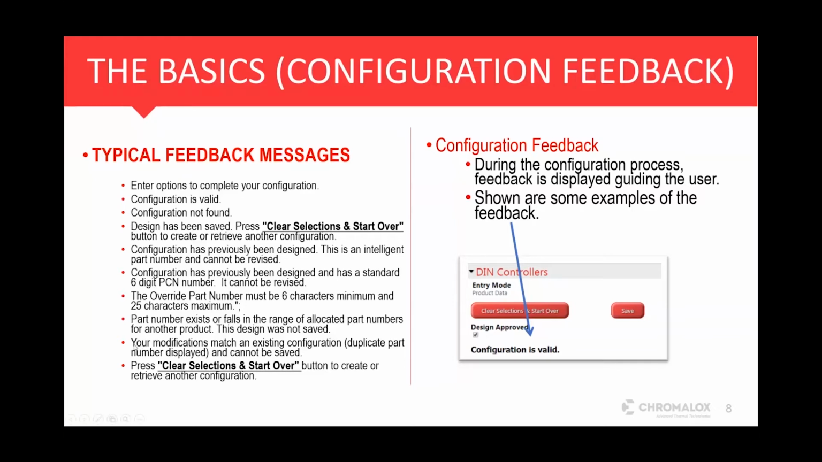If you do a revision and it matches an existing configuration, it will come back and say your modifications match an existing configuration where I have duplicate part number displayed. It will give you the part number and cannot be saved. So if you're configuring something or revising something and your changes match something, it will give you the part number that it matches.